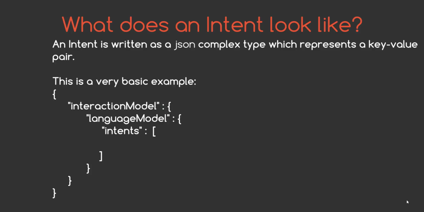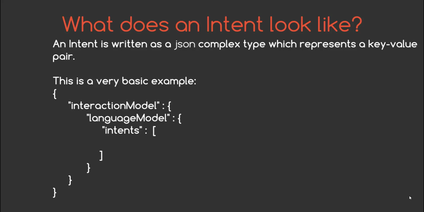We've talked a lot about intents, but what do they look like? Well, an intent is written as a JSON complex type, which represents a key value pair. Here's a very basic example. Here you can see we are following a key value pair implementation. We have a starting curly brace here and a closing one here, and then we have a complex type we've defined here, this is interactionModel. Notice that it's in double quotation marks, and then we have a colon here and an opening curly brace as well as a closing one down here.